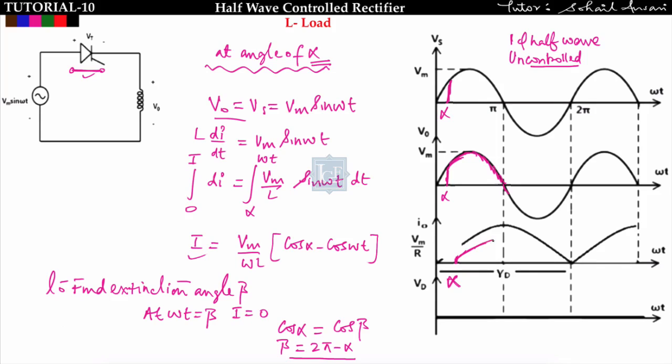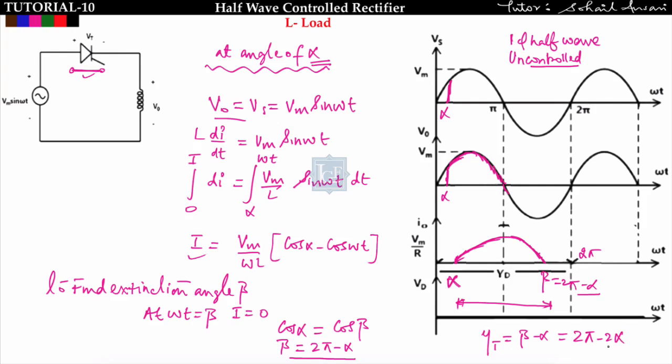It starts conducting till beta, where beta is equal to 2 pi minus alpha. So the current waveform I will get like this. Got it? This is the waveform. The waveform shown in black is for L load in the uncontrolled rectifier, so don't get confused. It starts conducting from alpha and conducts till beta, equal to 2 pi minus alpha. This is 2 pi. So what will be the conduction angle of the thyristor? The conduction angle gamma is equal to beta minus alpha. Put beta equal to 2 pi minus alpha, and you will get 2 pi minus 2 alpha.